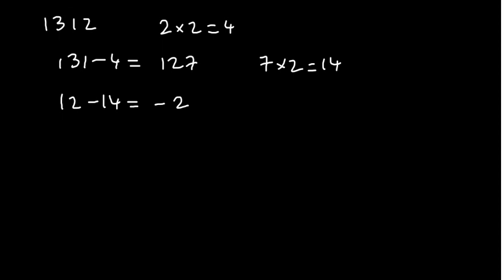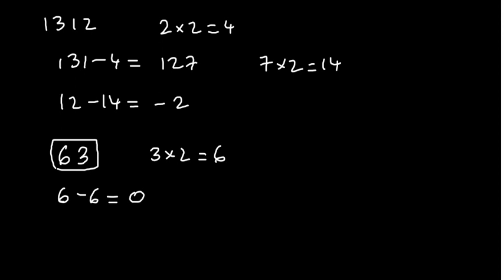Okay, let's check if 63 is divisible by 7 using this rule. So 3 times 2 is 6, and then we subtract that from 6, so 6 minus 6 is 0, and 0 is divisible by 7, so that means that this number is also divisible by 7, which we knew already. That's a multiple of 7.